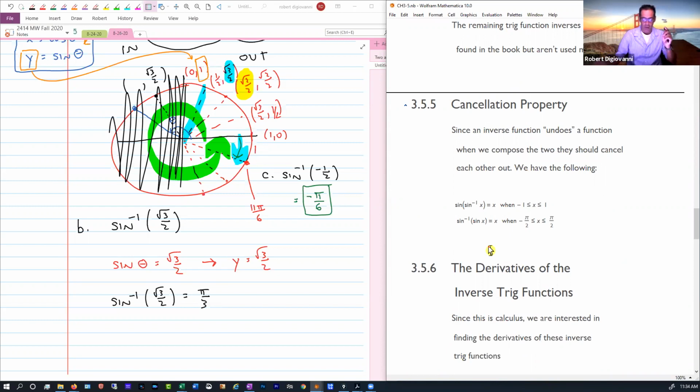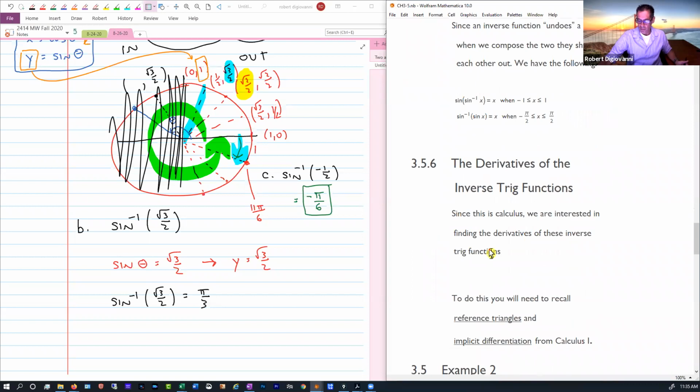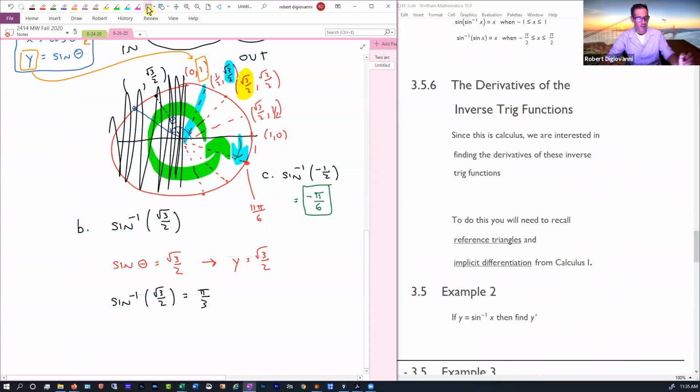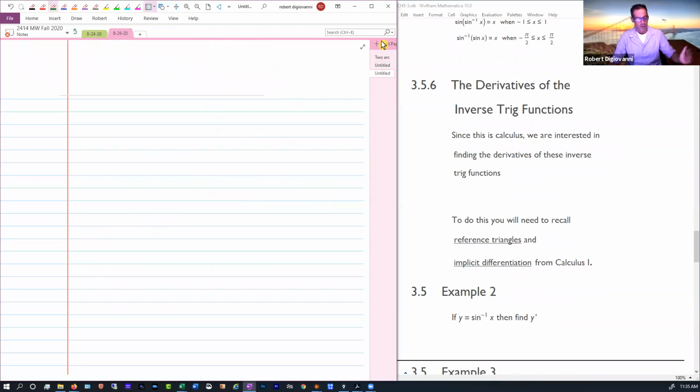Now we also have a cancellation property, which tells us that when you compose a function together with its inverse, they essentially wipe each other out. But again, we have to be a little bit careful with that. I just want to state the property. And now we get to the big deal, which is how do we find the derivative of an inverse trig function, all right? Okay, so here's the main idea in 3.5.